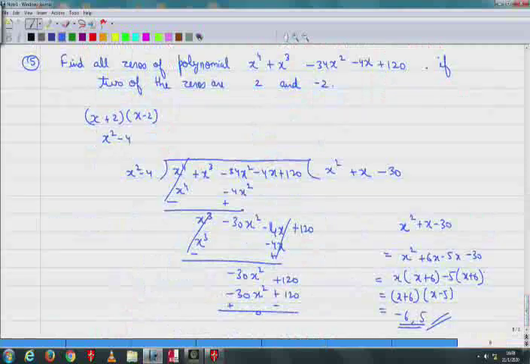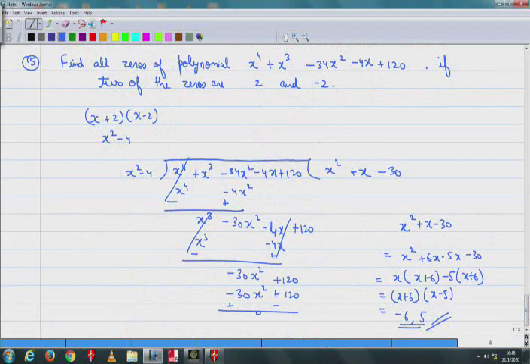So I hope this is clear so far. So we have done so many different types of questions. Okay, so we'll take a break now, and after the break, we'll continue with some more questions.